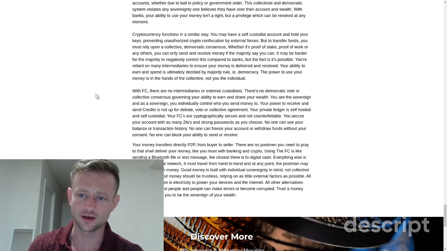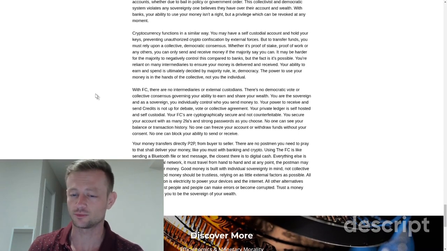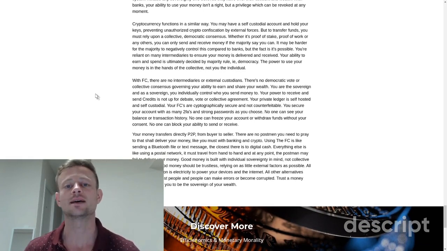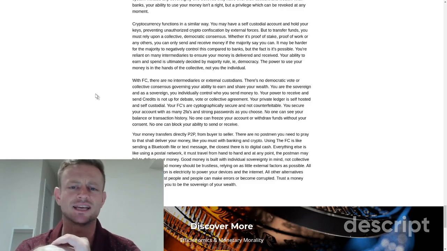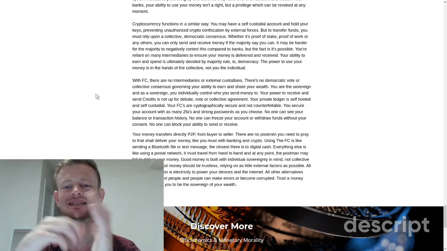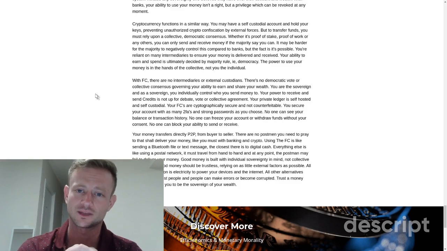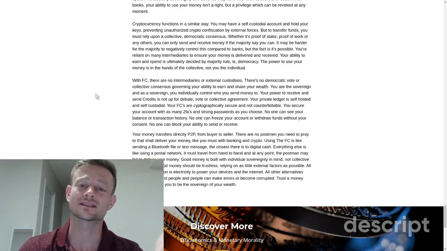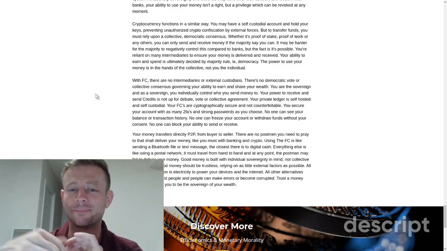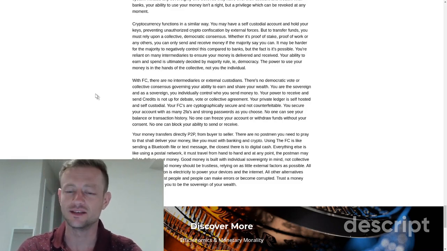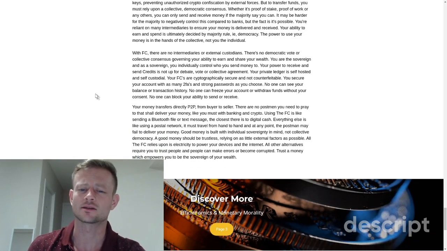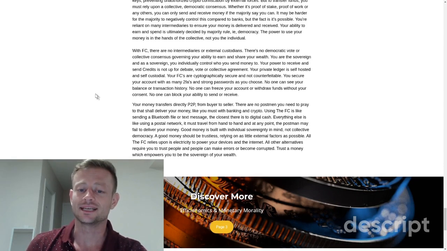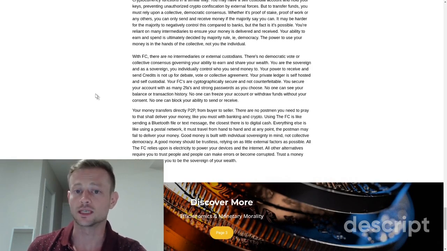And cryptocurrency functions in a very similar way. You may have a self-custodial account and hold your keys, preventing unauthorized crypto confiscation by external forces, but to transfer your funds, you must rely upon a collective democratic consensus, whether it's proof of stake, work, or any others. You can only send and receive money if the majority say you can. Sure, it may be harder for the majority to negatively control this compared to banks, but the fact is, it's possible. You're reliant on many intermediaries to ensure your money is delivered and received. Your ability to earn and spend is ultimately decided by majority rule, i.e. democracy. The power to use your money is in the hands of the collective, not you, the individual.